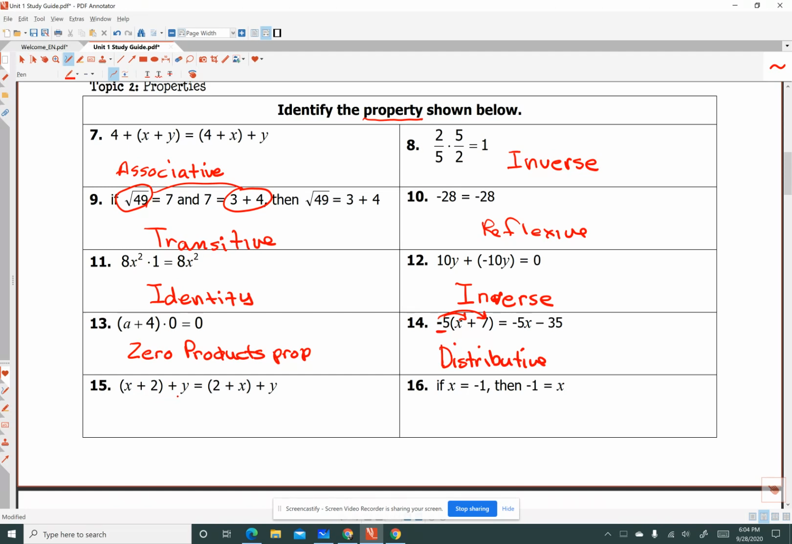And x plus 2 plus y equals 2 plus x plus y. That's the commutative property. And that's where order does not matter. And if x equals -1, then -1 equals x. That's the symmetric property.